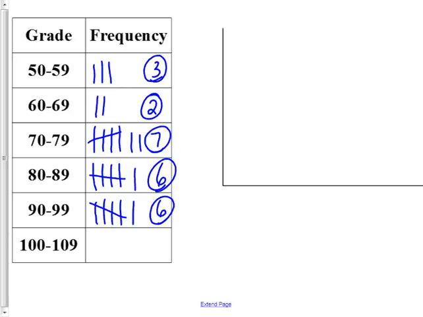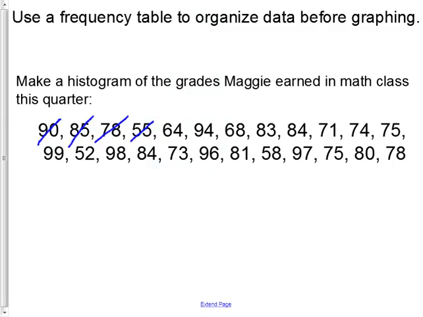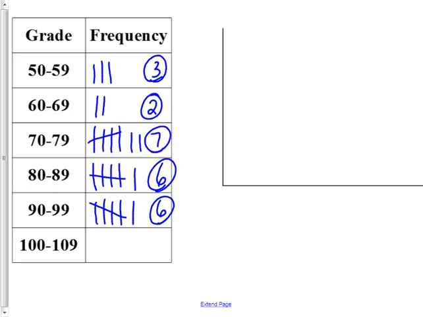So I'm going to go back just a minute and let's take a look at those numbers again, just in case you need to fix the frequency table that you made. Pause if you need to check it, and then when you're done, go ahead and move on. All right, now that you've checked to make sure that your frequency table matches my frequency table, let's go ahead and make our graph.